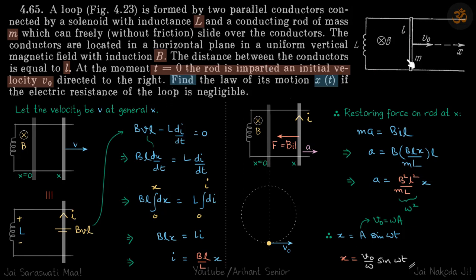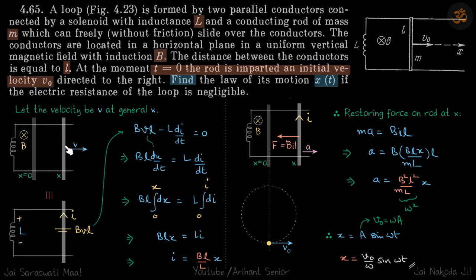We have this loop where we have an inductor here, magnetic field is inside the plane, and this rod is initially given a velocity v0. We need to find x as a function of time of this rod. So initially, let's say this x is 0. So initially the rod was here and velocity was v0. Later, at a general x, let's say the velocity is v.